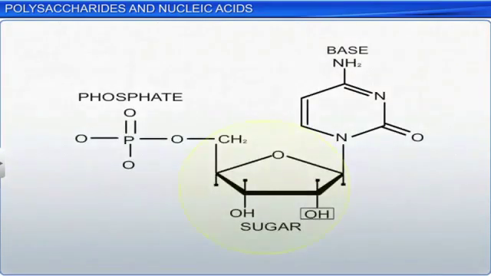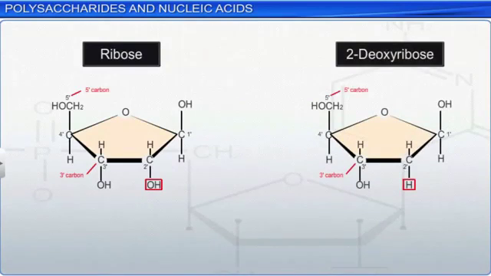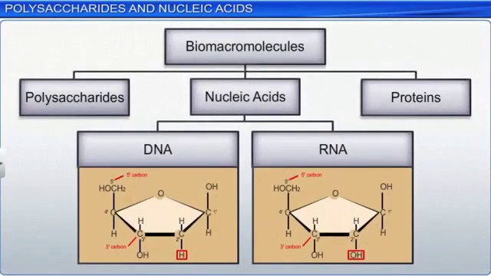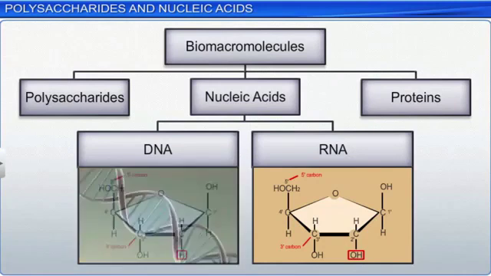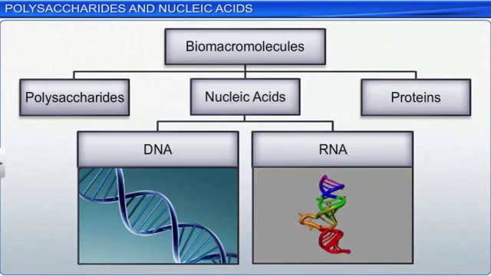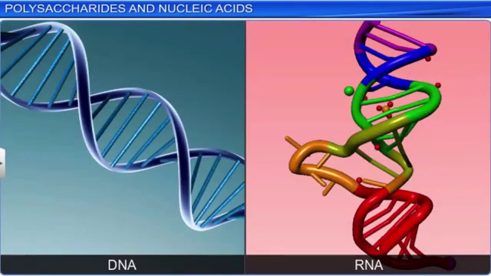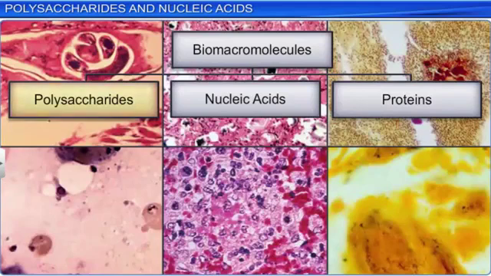The sugar found in nucleotides is either ribose or 2'-deoxyribose. Both these are monosaccharide pentose sugars. Therefore, nucleic acid containing deoxyribose is called deoxyribonucleic acid or DNA, while the one with ribose is called ribonucleic acid or RNA. Both DNA and RNA carry genetic information and are found in the cells of all living things. Together, polysaccharides, nucleic acids, and polypeptides or proteins form the macromolecular fraction of all living tissues.